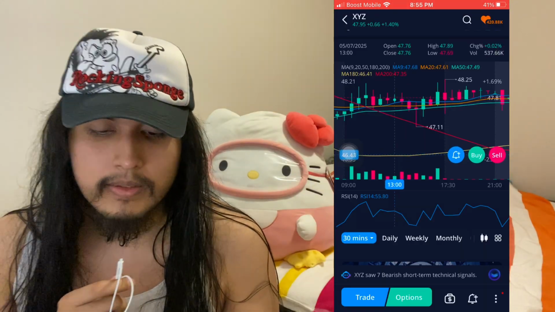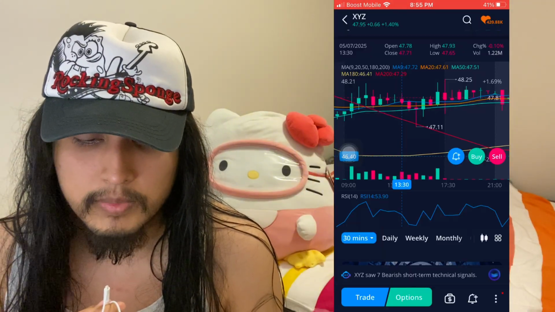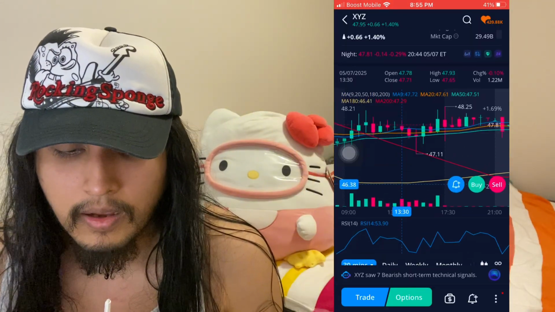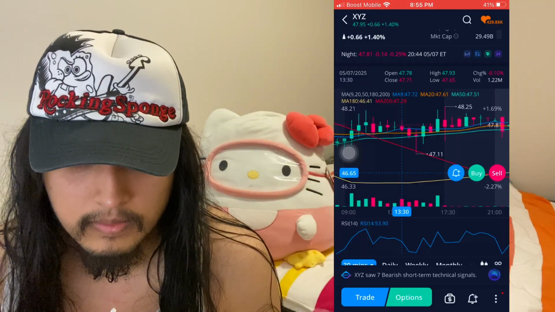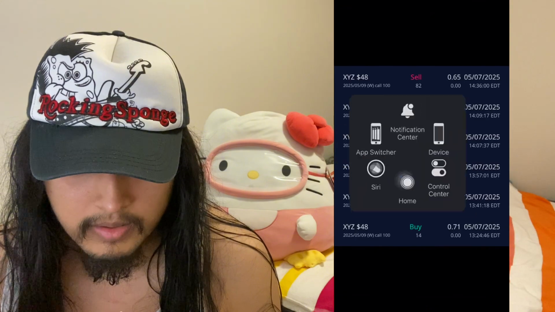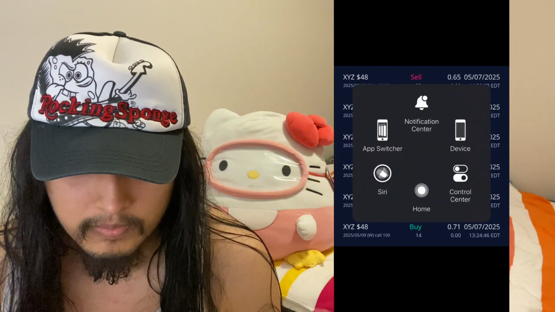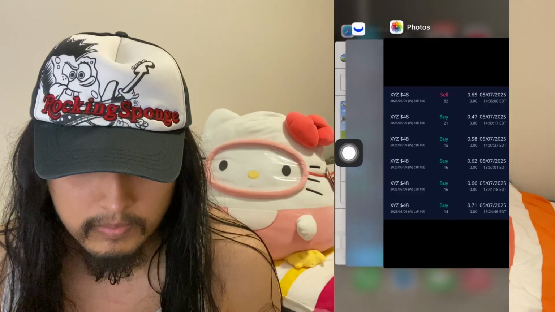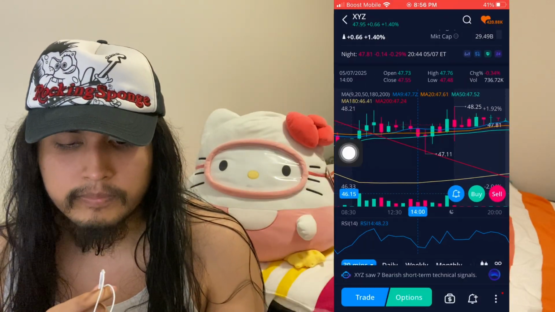So basically what I did was I bought a couple of XYZ call options as soon as it landed on the 9-day moving average. And then at 13:41 I bought 16 more call options. So 13:41, which is this candle right here.